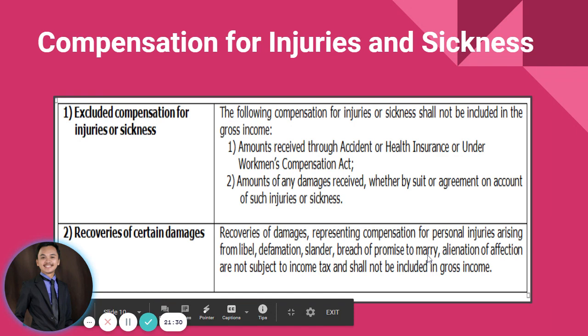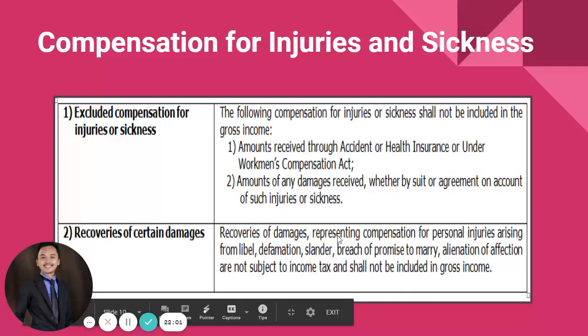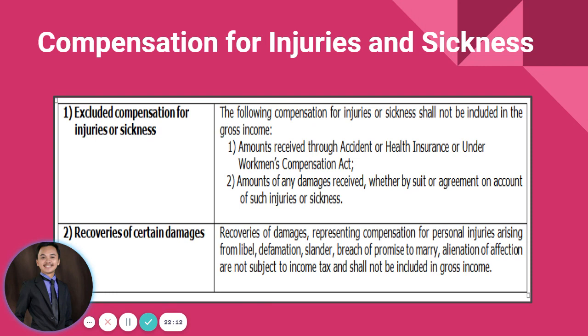Let's just continue our illustration earlier. For example, Mark received a gift of restaurant business from his girlfriend because Mark promised to marry her. But again, Mark has breached that promise. So therefore, Mark paid damages or some compensation for his breach of promise to his girlfriend. So again, any recoveries of damages for that breach of promise to marry, for example, or alienation of affection, will not be included in gross income.